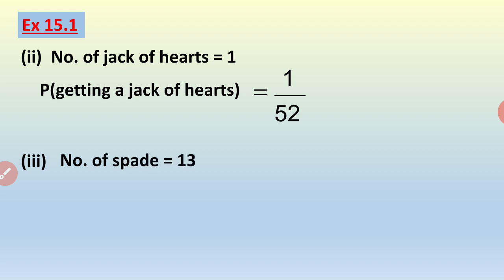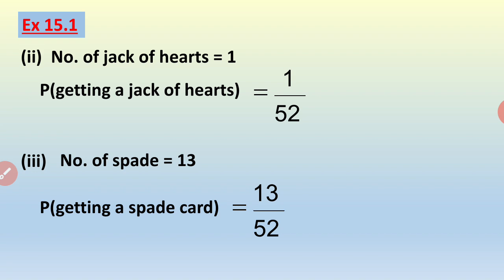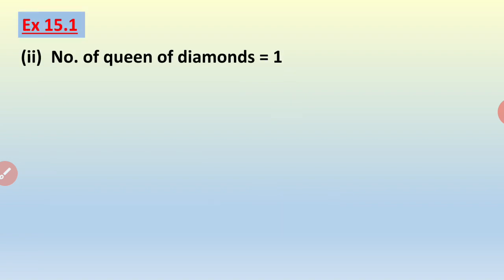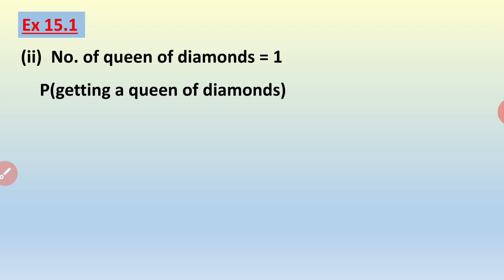The next is the number of spades. So there are 13 cards. It's a complete design, so it is 13 in number. So the probability of getting a spade card will be 13 upon 52, which is 1 upon 4. So every fourth card is a spade. The next, Queen of Diamonds. Obviously it is 1 in number because in the entire design, that is diamond, there is only one queen. So the probability of getting that queen is 1 upon 52.